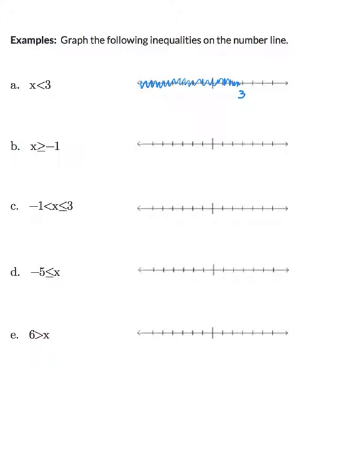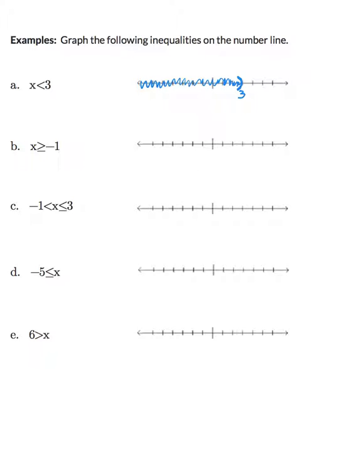From here, I want to indicate what happens at 3. Is it included or not? Is 3 less than 3? No, it's not. It's actually equal to. So it doesn't actually satisfy this statement, which means I want a parenthesis, and I want my parenthesis opening towards my shading. And that is the graph of x is less than 3.